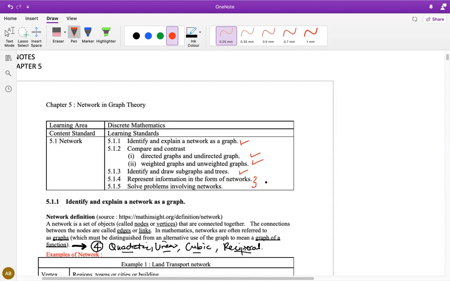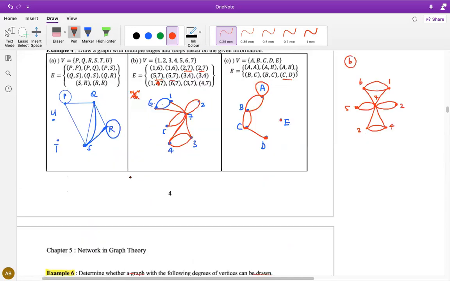And then these two will be problem solving. So 5.1.4 and 5.1.5 is for problem solving. So let's see what is subgraph and tree.